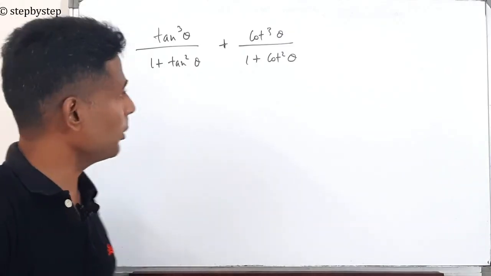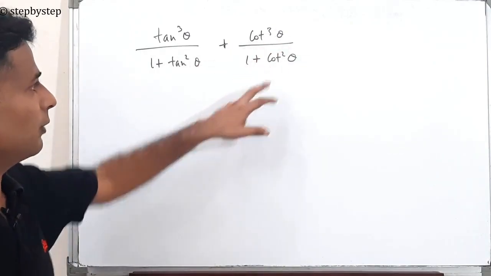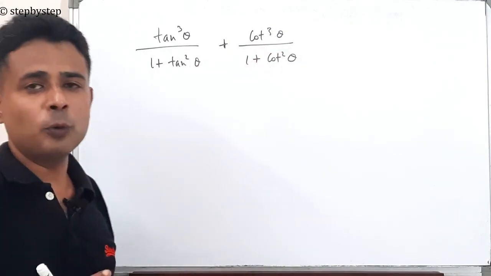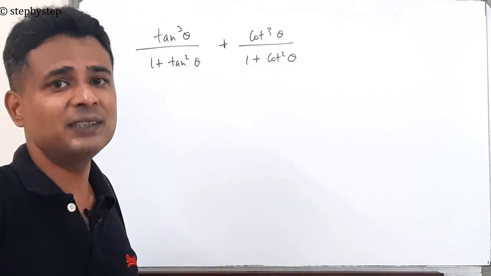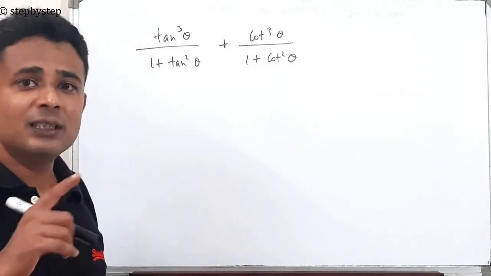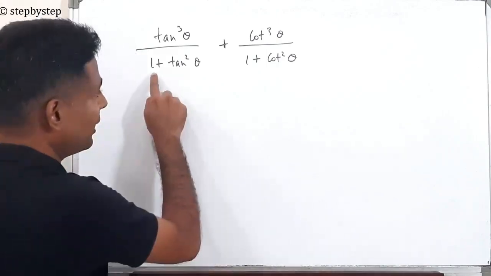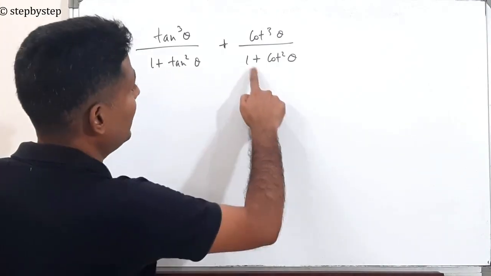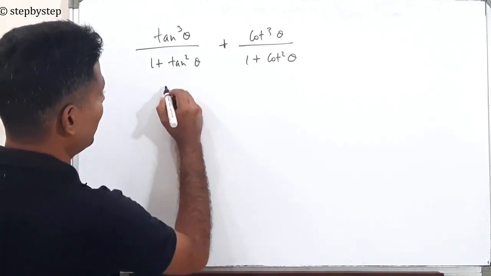Alright guys, now the next problem, they have given you tan cube theta by 1 plus tan square theta plus cot cube theta by 1 plus cot square theta, and you have to prove it equal to the right hand side, which is in the form secant and cosecant, which means we have to convert tan and cot to sin and cos. But before I do that, I observe here there is 1 plus tan square theta and here there is 1 plus cot square theta. So first I will apply the formula for that.